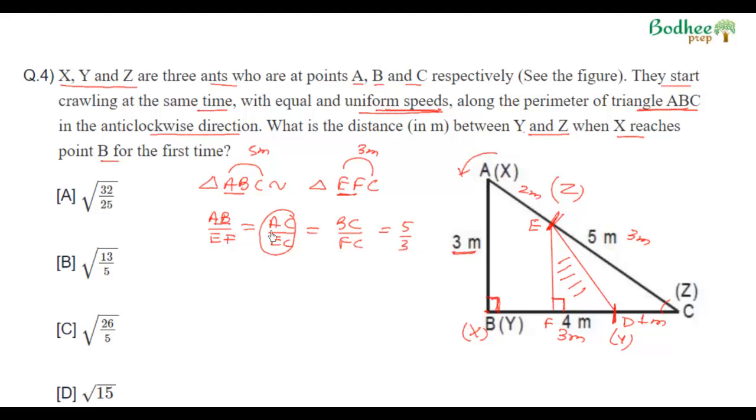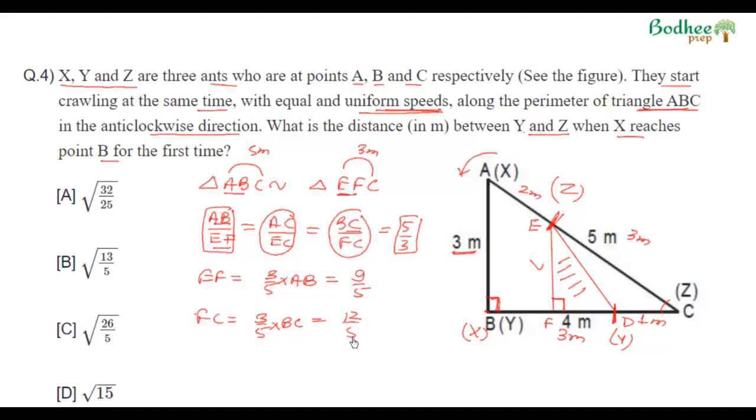We know the length of AB, we know the length of BC, so we can clearly get the length of EF. EF is nothing but 3 by 5 times AB, and the length of AB is 3 meters, so this is 9 by 5. So we have identified this, right? Now what about FD? For FD, we can find the length of FC. FC is nothing but 3 by 5 times BC. The length of BC is 4, so obviously it will be 12 by 5.